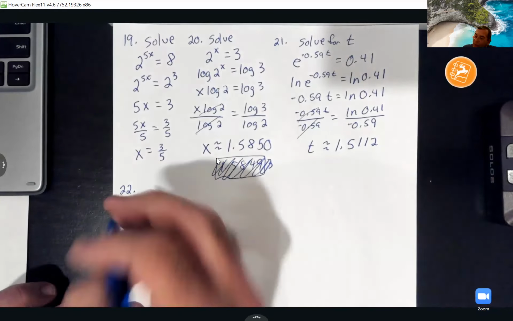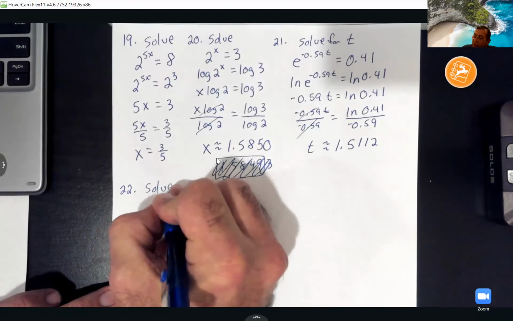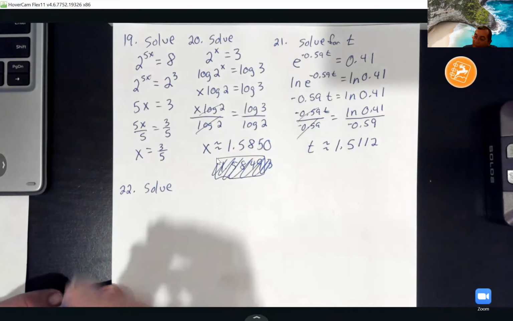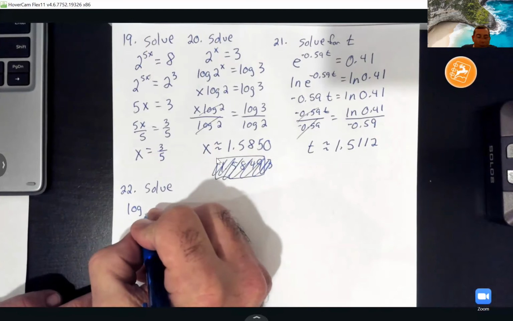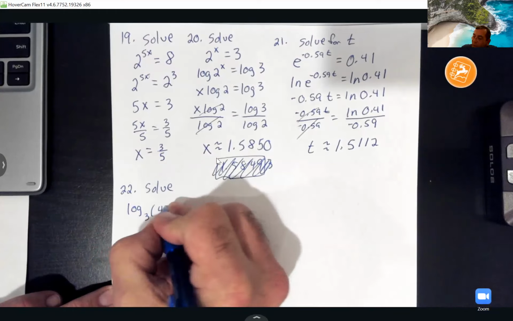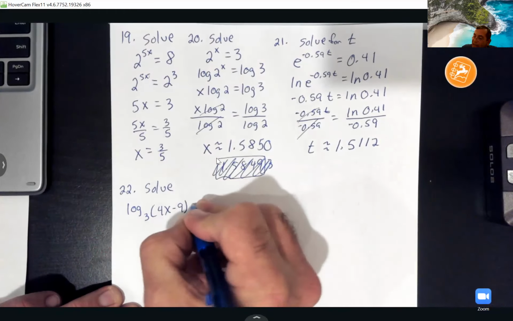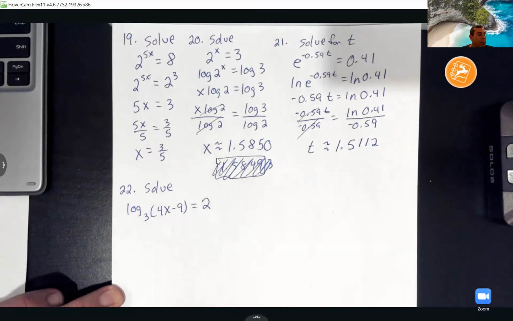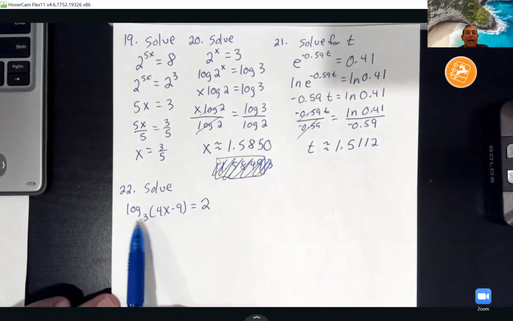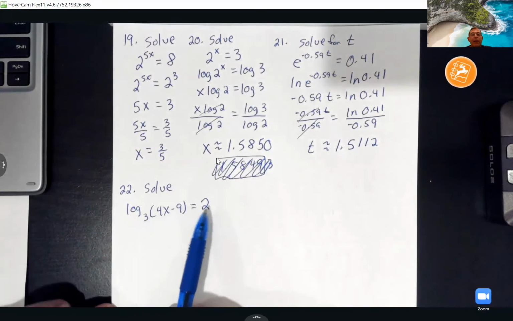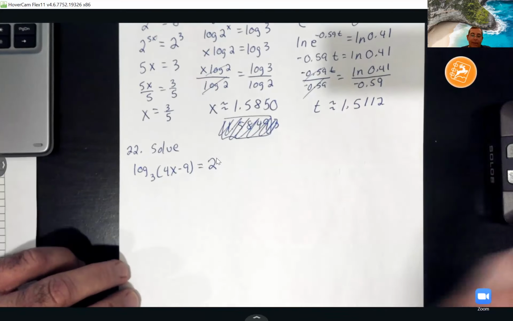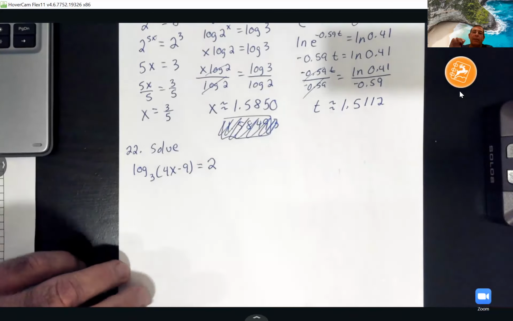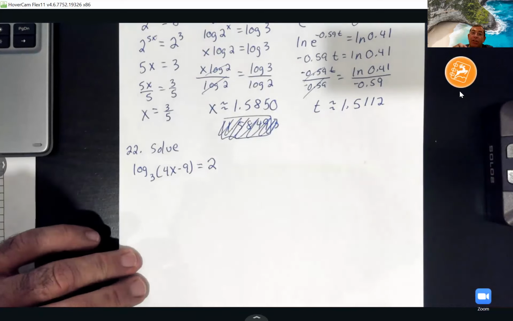All right, 22, solve again. So a lot of these we're solving toward the end. Now this one starts dealing with the log stuff. So I got a log base 3 of 4x minus 9 equals 2. Anytime you got a single log over here equal to a number, the only thing you can do to that is rewrite it as exponential.